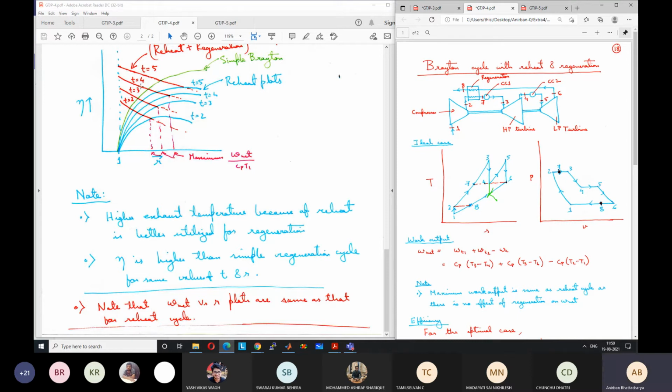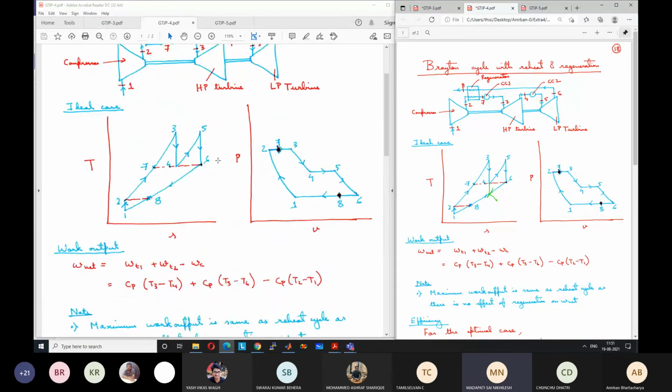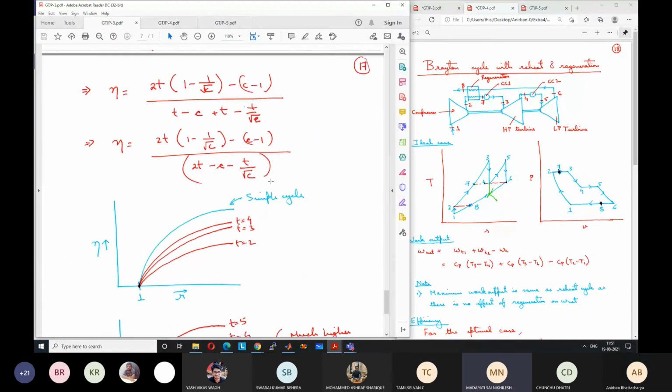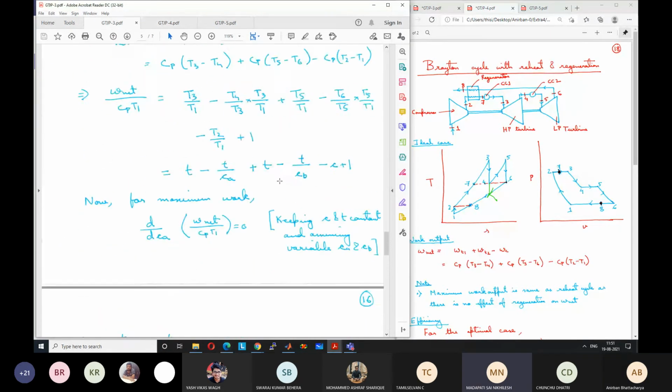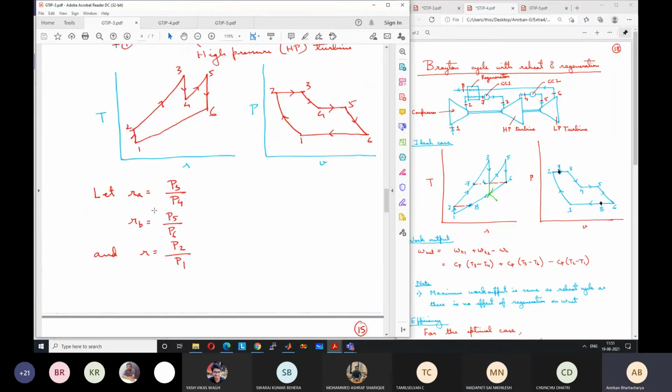Any questions here? Yes. Sir, can you just show how the maximum work output is obtained in case of the reheat cycle? How we derived CA and CB? We have discussed, but we'll discuss again.